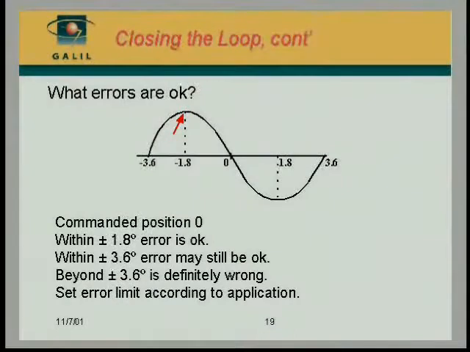So an error of within minus 1.8 degrees or plus 1.8 degrees is definitely fine. You could even argue that even if the error was up to almost 3.6 degrees, it's still okay, because if the error was here, still the torque is positive and would lead the motor toward the right equilibrium point. But beyond 3.6 degrees is definitely a no-no, because at this point, if the motor was here, the torque would be negative and would take it away to the next equilibrium point. So absolutely, beyond 3.6 degrees is an error.